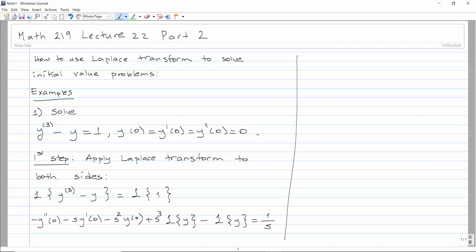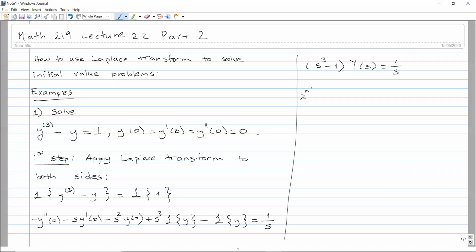And now, all the initial conditions are 0, so y double prime 0, y prime 0, y 0, they are all 0. So I have only s cubed minus 1 times the Laplace transform of y, which we denote by capital Y of s, equals 1 over s.